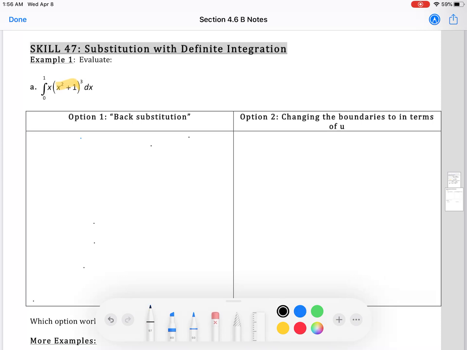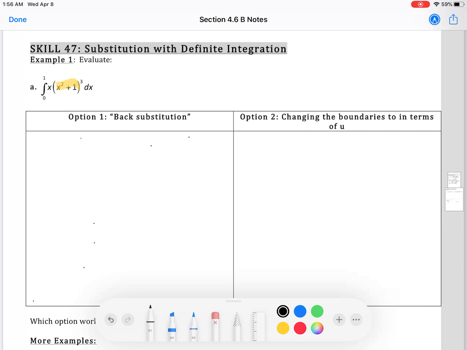All right, ladies and gentlemen, now we are going to be doing U-substitution in a definite integral form. So the first method is called back substitution. It's pretty much like our regular indefinite U-substitution, except we're going to apply those limits of integration at the very end.